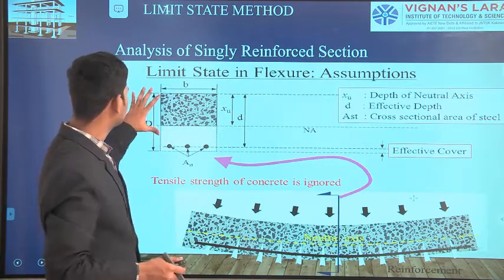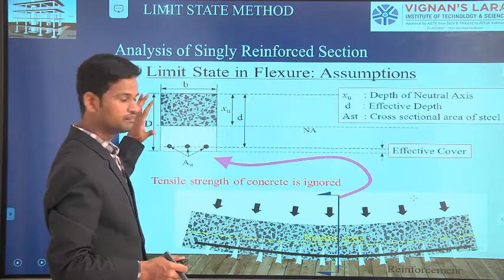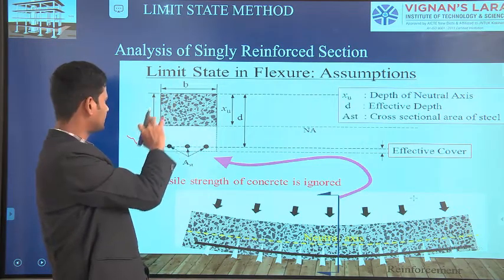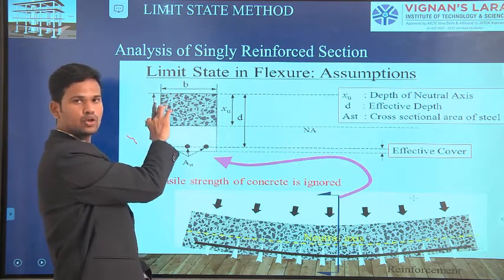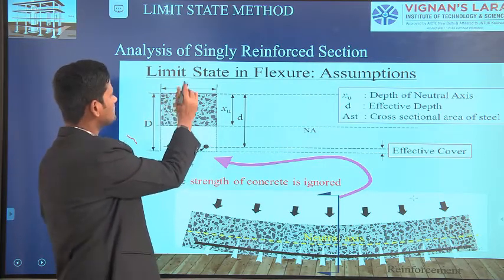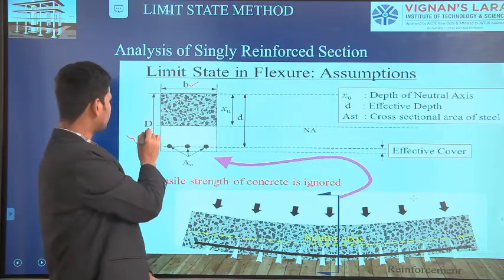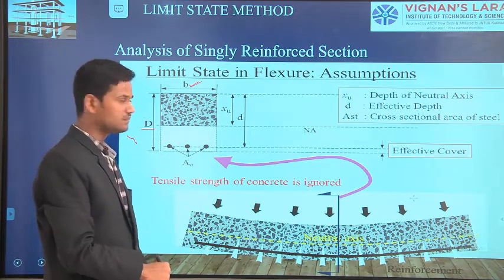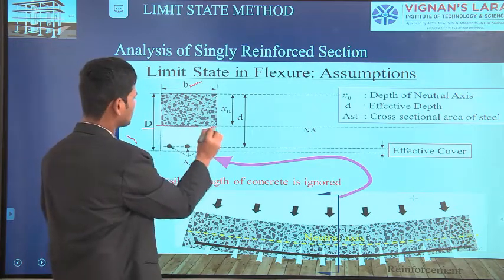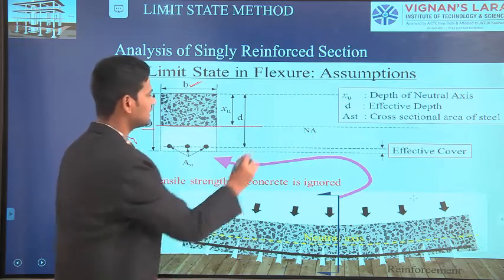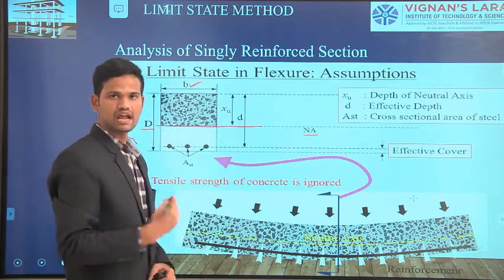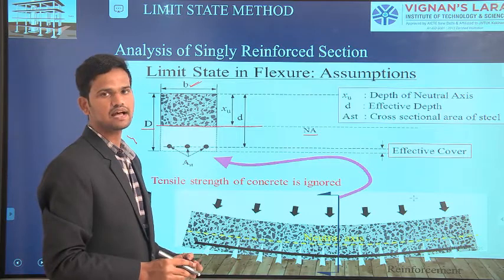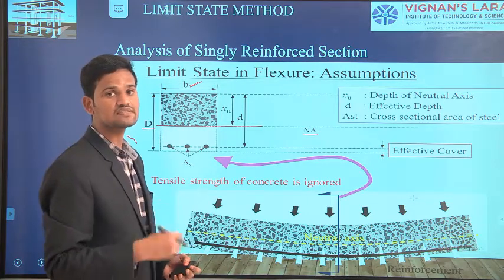And if you see here, this is a rectangular beam. This rectangular beam has a total depth of D, that is the total depth of the beam, and this B is the width of the beam. And if you observe here, this axis we are seeing is the neutral axis. We have already discussed what is meant by neutral axis. The neutral axis is the axis which divides the compression phase from the tension phase.